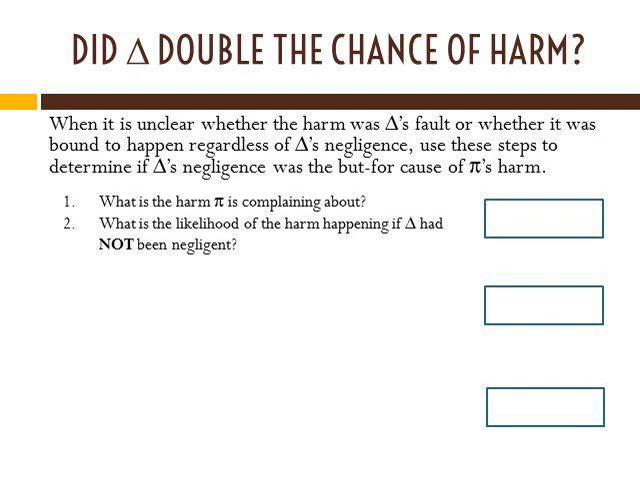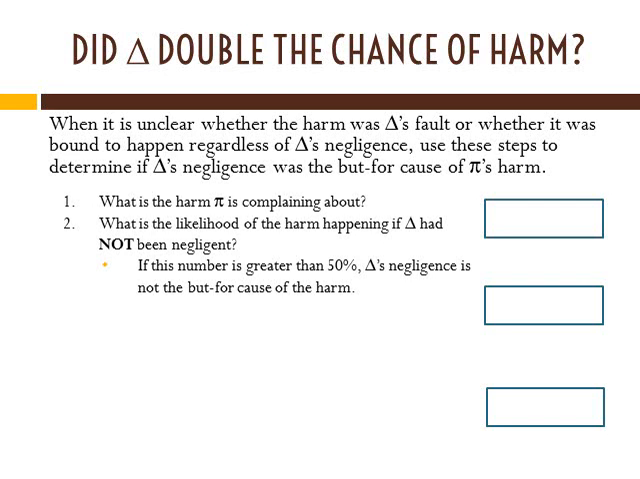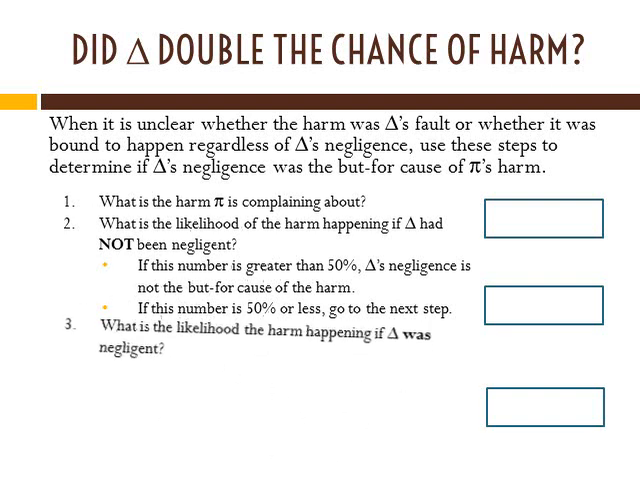Then you ask, what is the likelihood of that harm happening if the defendant had not been negligent? Again, we always look at the glass half empty and look at the likelihood of the harm. If this number is already greater than 50%, then defendant's negligence is not the but-for cause of the harm, because more likely than not, the person was going to die or suffer the harm anyway. If this number is less than 50, or 50, you can go on to the next step.